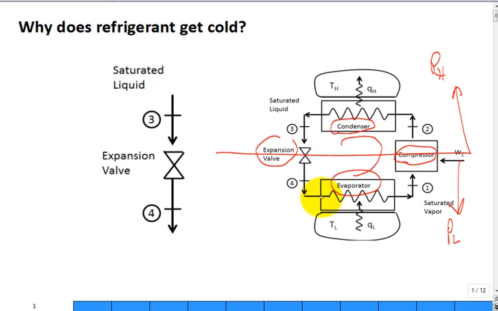They'll talk about the evaporator pressure. That's low pressure. They'll talk about the condenser pressure. That's the high pressure. Okay? The pressure gain across the compressor and a pressure loss across that expansion valve.